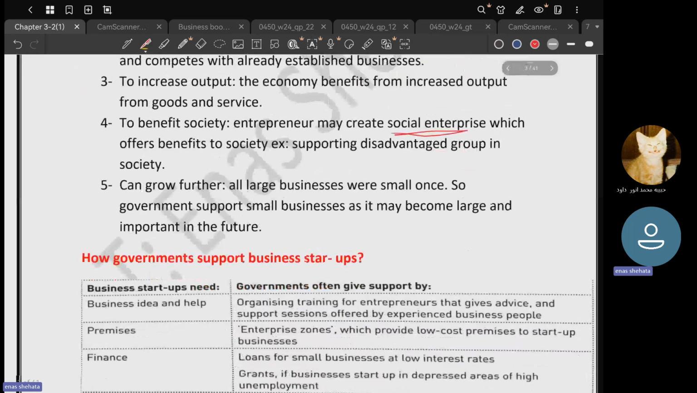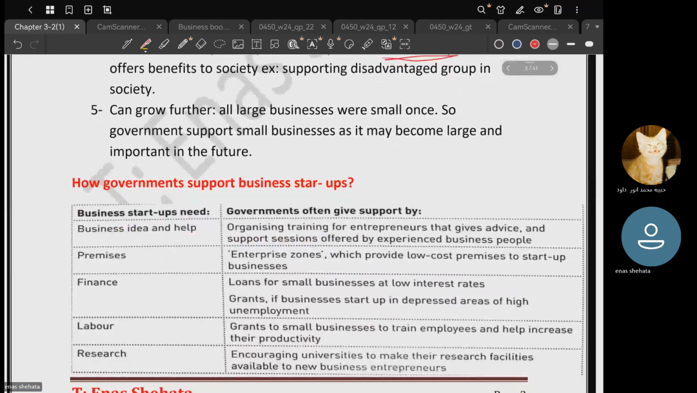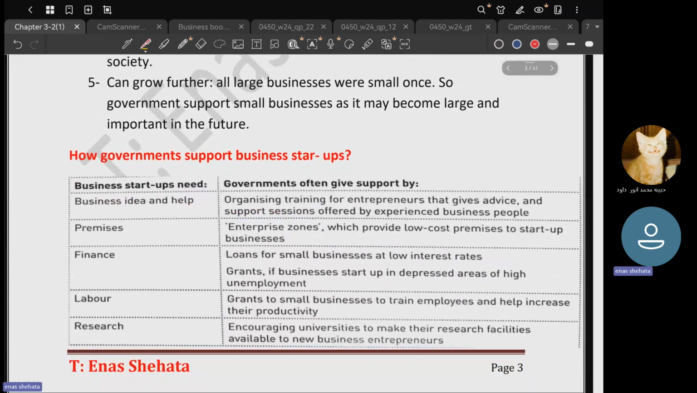Now we will go to how government support business startup. Government may provide some help to small businesses or to new businesses in order to support them to be successful businesses. So, for example, they may give them some ideas and help. Some ideas and help like what? Like they make some training to new entrepreneurs by giving them some advice. They make some sessions and bring existing successful entrepreneurs, and they explain to those new entrepreneurs about their experience and about how they became successful. So I give them some ideas and help.